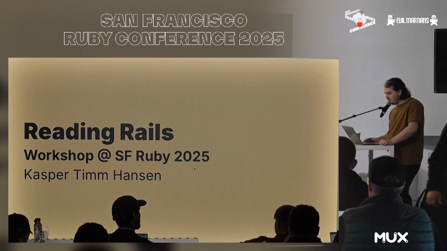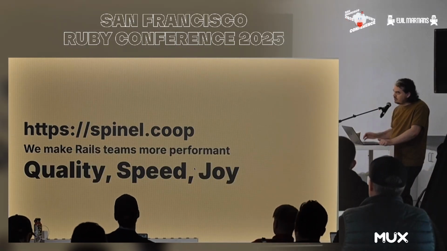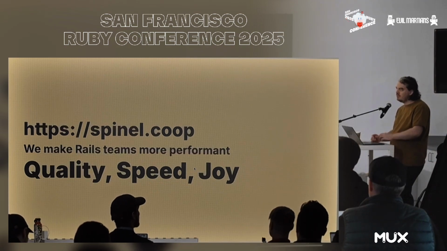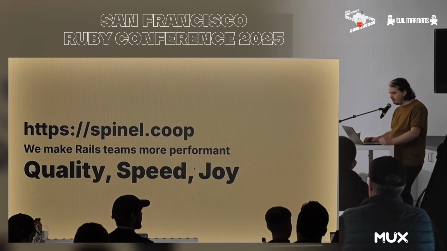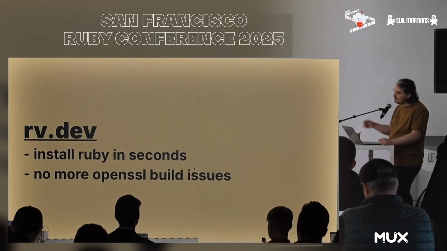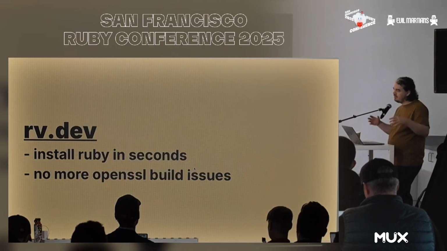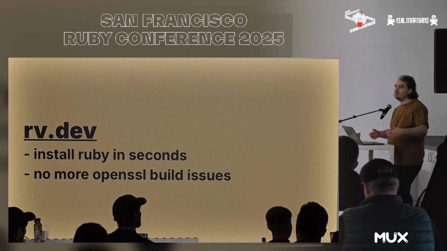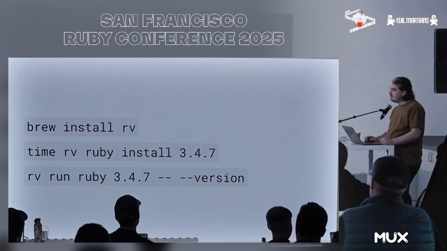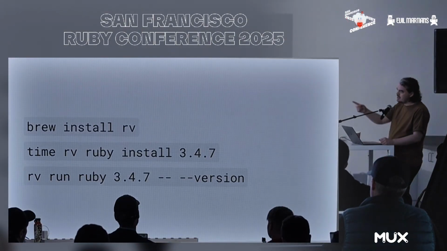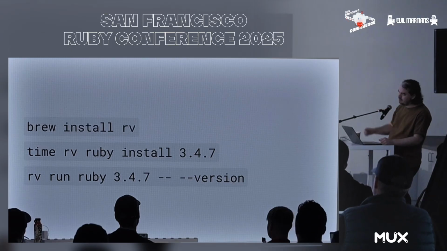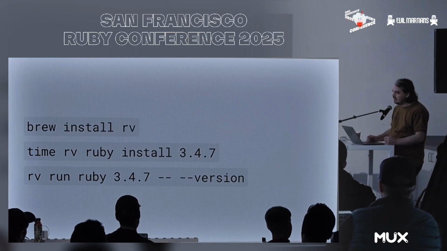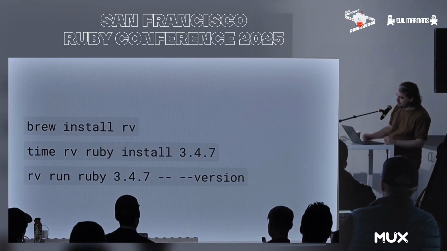Okay, perfect. I work at Spinel. We're a co-op where we're making Rails teams more performant, focused on quality, speed, and eventually enjoyment as well. Our main thing is we're working on RV. We install Ruby in seconds, and you don't have OpenSSL build issues anymore, where Homebrew will upgrade something and it'll break something. As a user, you can install with Brew and time how fast it takes to install. For me, it was like 3 seconds when I tried it on the Wi-Fi at the inn I'm staying at, and you can run it and see the version.